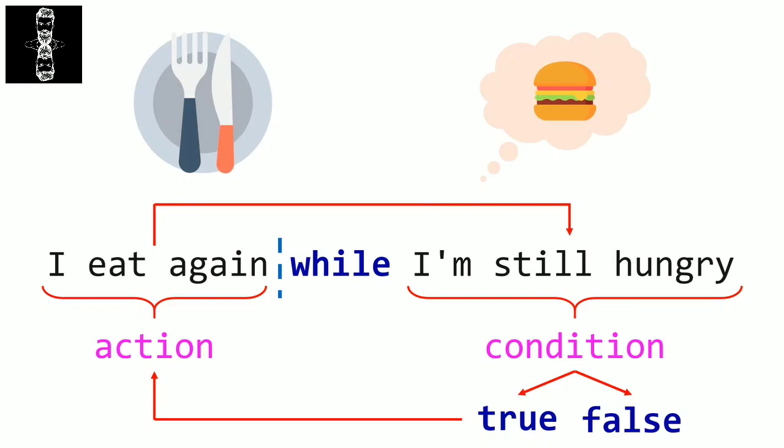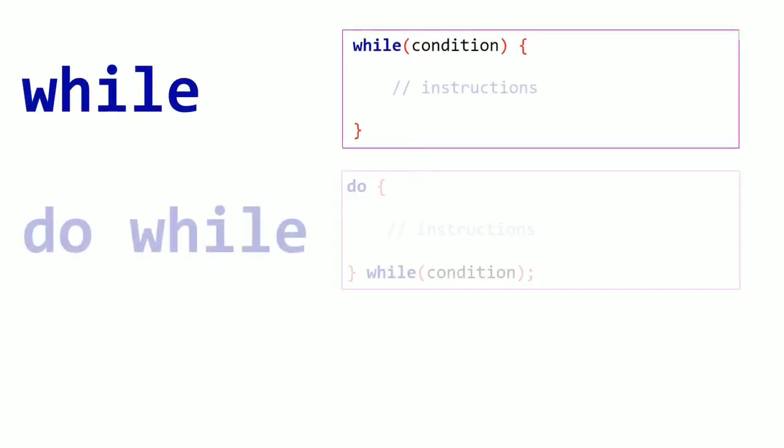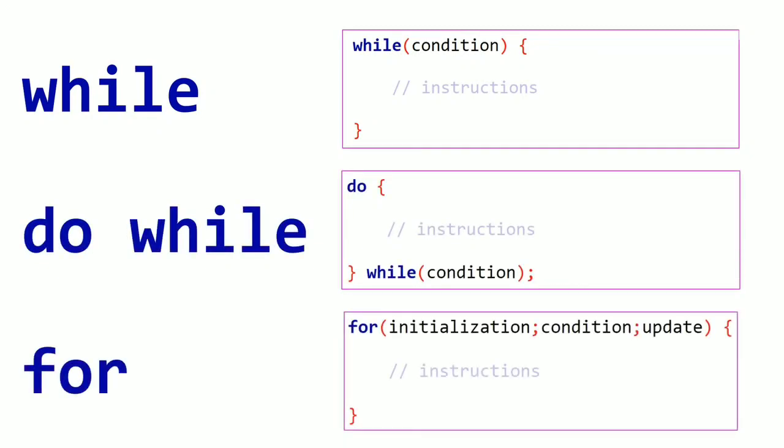Our last example represents the definition of a loop in programming. A loop is just the repetition of some instructions while the loop condition is true. And in the C language, we have three types of loops: the while loop, the do-while loop, and the for loop, that we will see in the next videos.